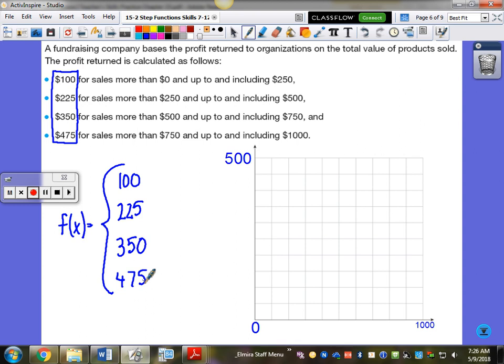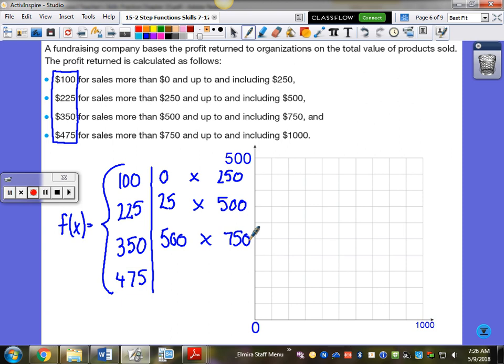Okay, then a line. Then our intervals: 0, x, 250. 250, x, 500. 500, x, 750. 750, x, 1000. Got to make that look more like a 2, and the 0 didn't look right. Okay, there we go. So we're going to put some inequality signs in there.